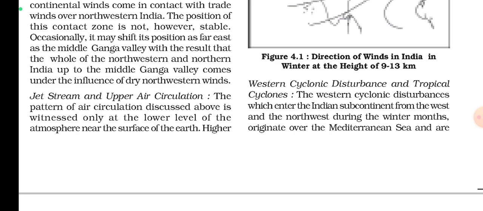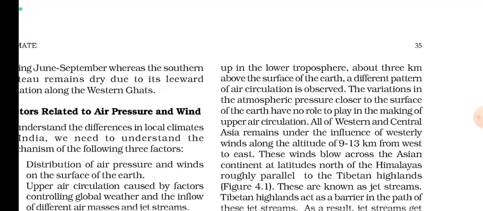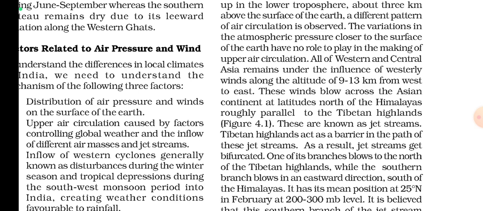The pattern of air circulation discussed above is witnessed only at the lower level of the atmosphere near the surface of the earth. Higher up in the lower troposphere, about 3 km above the surface of the earth, a different pattern of air circulation is observed.